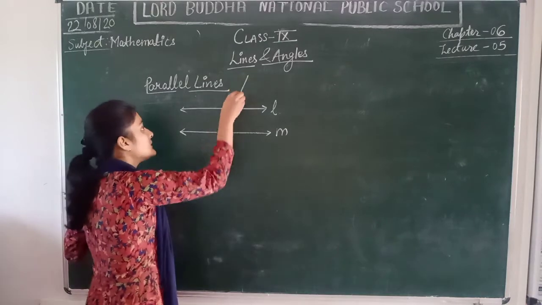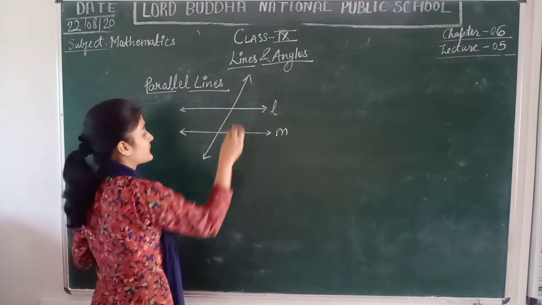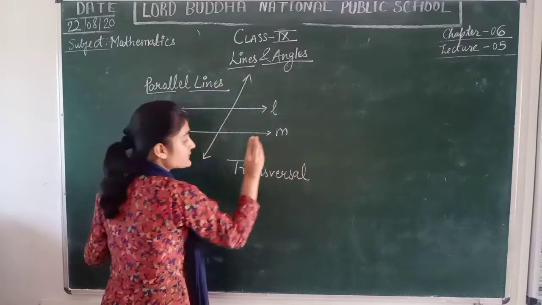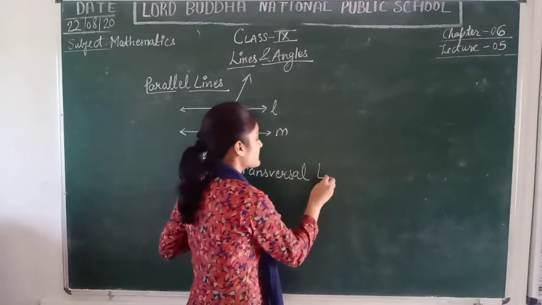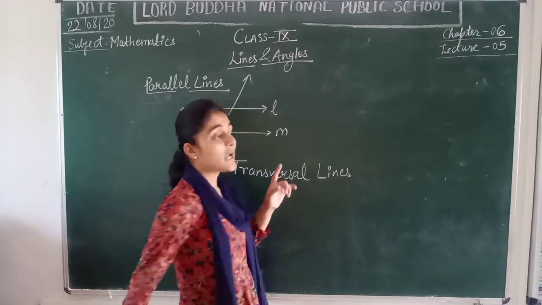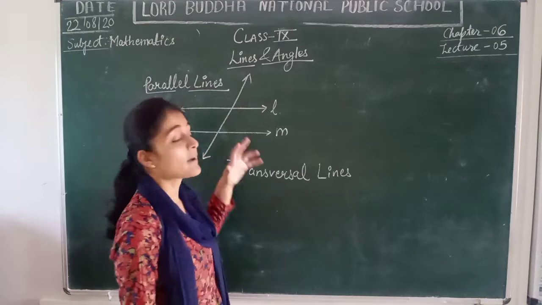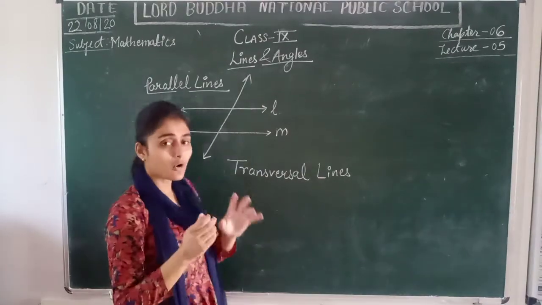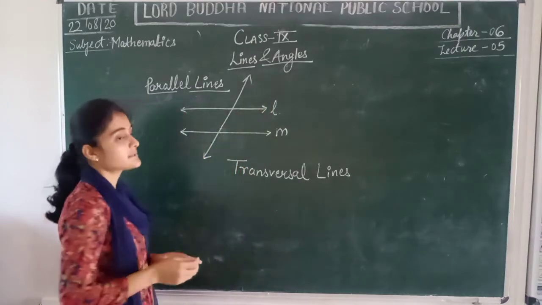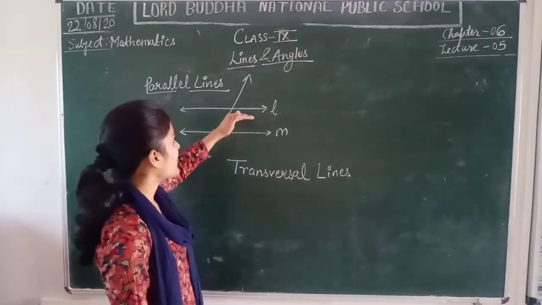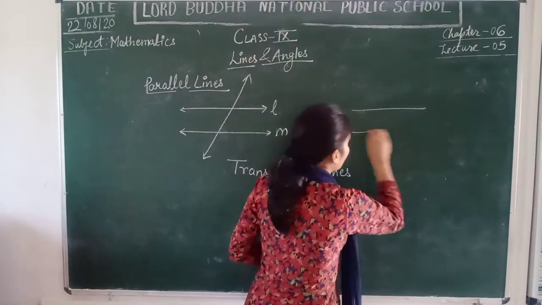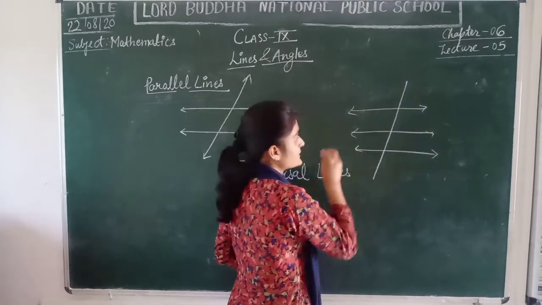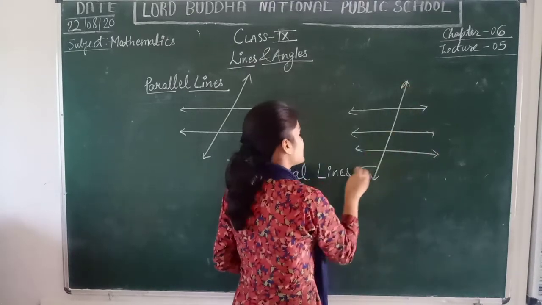Now we'll read about another line that is called a transversal. What are transversals? Transversal lines are lines that intersect a pair of parallel lines. It can be two parallel lines or three parallel lines. A common line that intersects all the parallel lines is called a transversal. अगर आपके पास एक pair of parallel line है या तीन parallel lines हैं, and there is a common line that intersects all the three lines, then this line is called a transversal line.